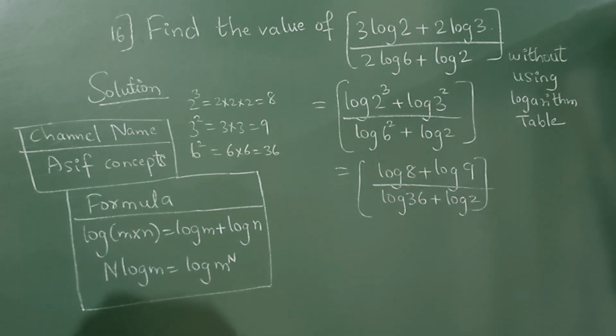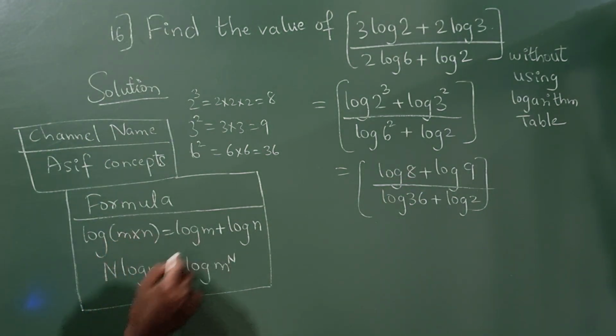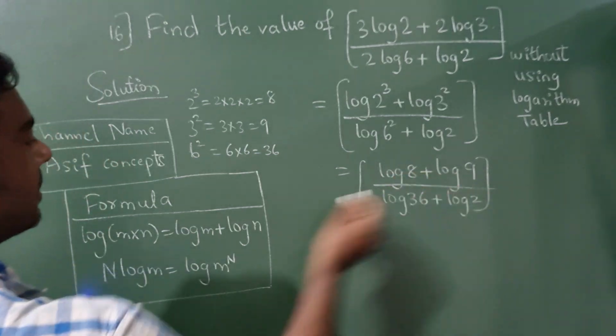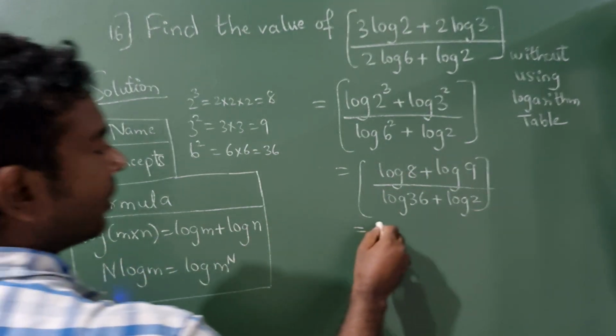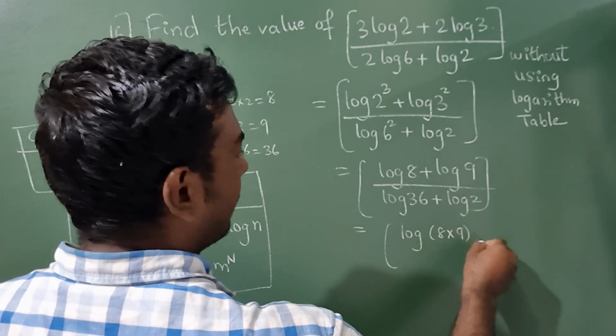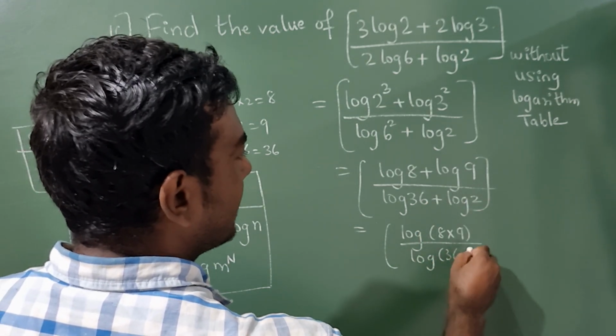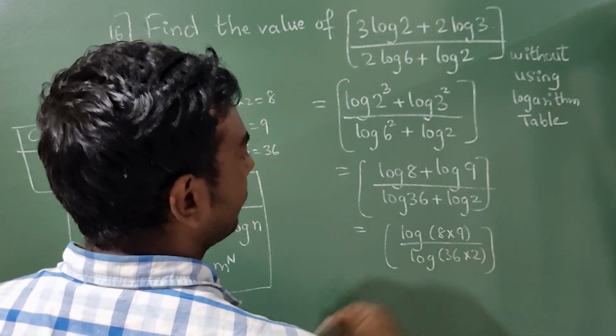Now again, to solve this you have to use formula number 1. Log m plus log n is nothing but log mn. So I am going to write log 8 into 9 in the numerator, and here log 36 into 2.